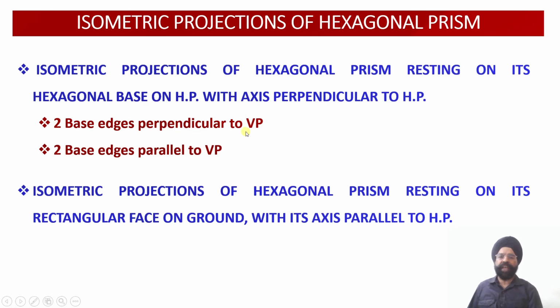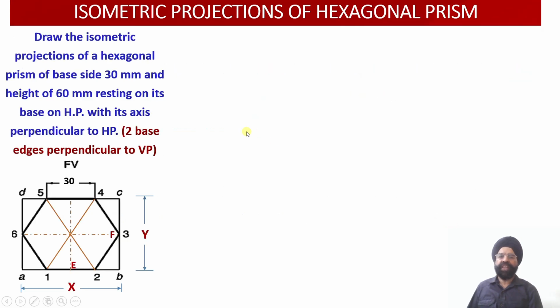So let us pick up case number 1, in which the hexagonal prism has a base side of 30 millimeter and the axis height is given as 60 millimeter. It is resting on its base on the horizontal plane with its axis perpendicular to the HP, and there are two base edges which happen to be perpendicular to the vertical plane. So this is the additional information we have got.